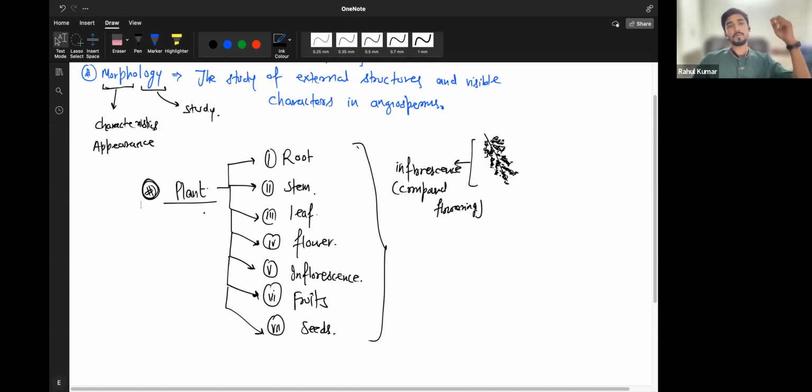So these are the things that we're going to study in this chapter. In the end, we will also study how to recognize certain descriptions or certain families of flowering plants. Some important families of flowering plants which are useful to humans. We will also study about them. Okay, now let's start with anyone. Pick one. Let's start with the root only. Okay.